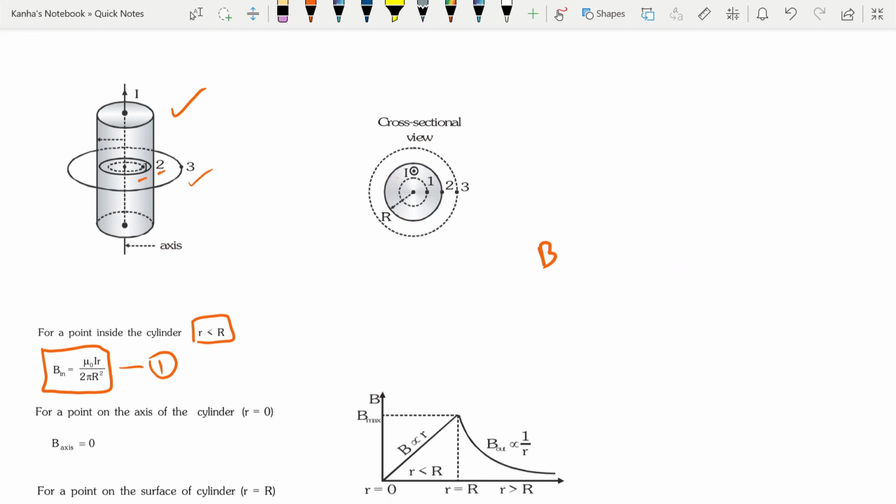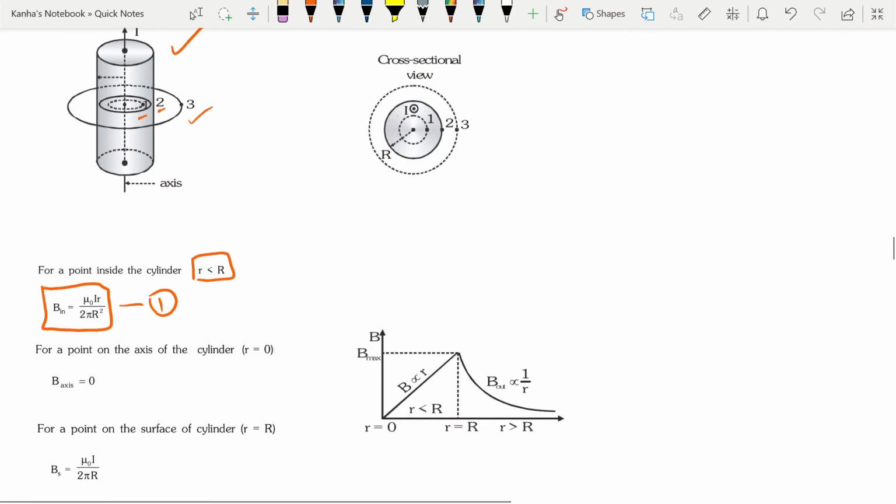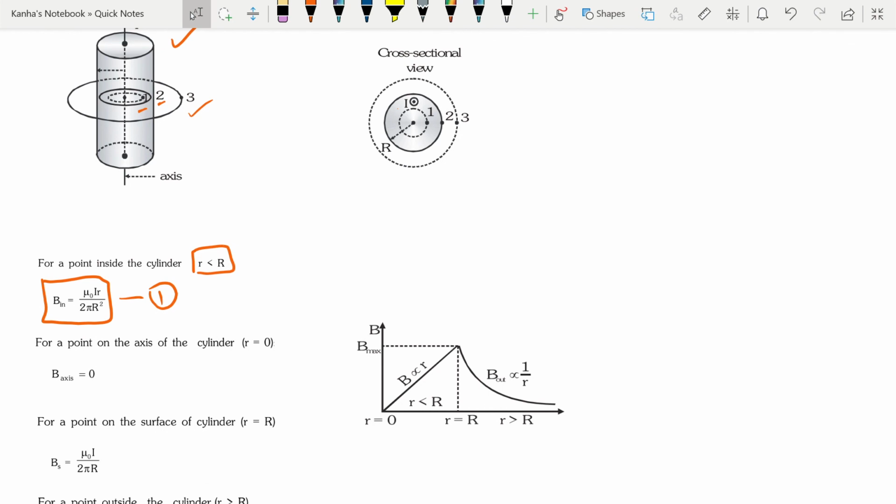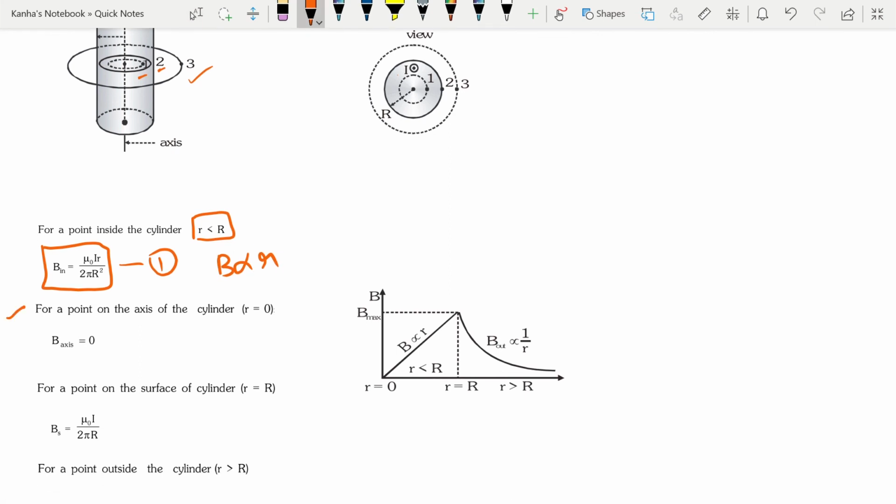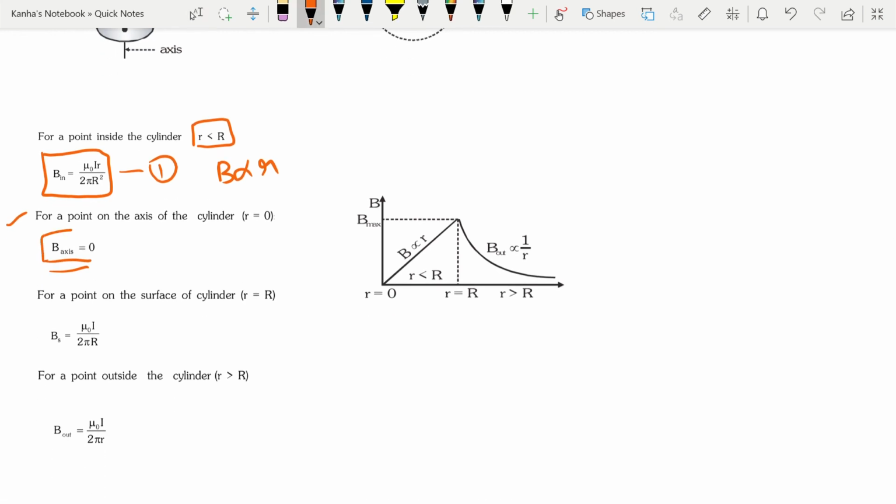So let's just summarize the results quickly for different systems. For r less than R, you have B inside given by mu naught I r by 2 pi R square. Note that B is proportional to r. For a point on the axis of the cylinder, there is nothing flowing inside it, so because there is no I flowing inside, your B on axis is equal to 0. This is another very essential result that will be used later. For a point on the surface of the cylinder, you get mu naught I by 2 pi capital R.